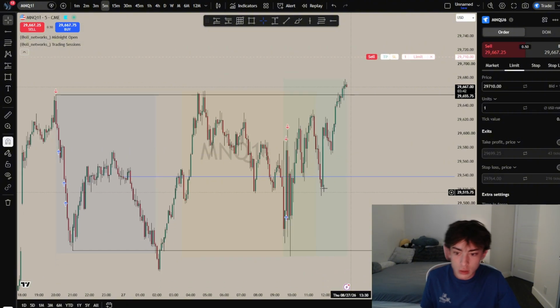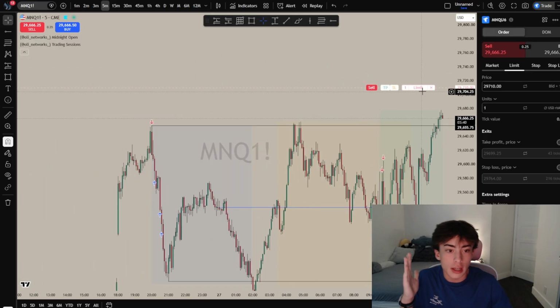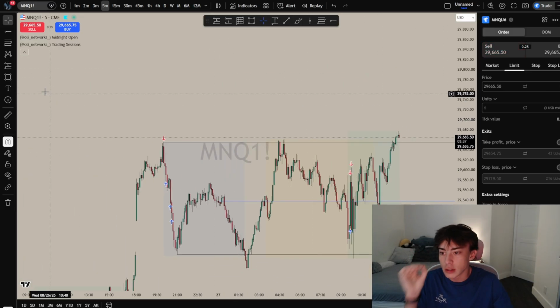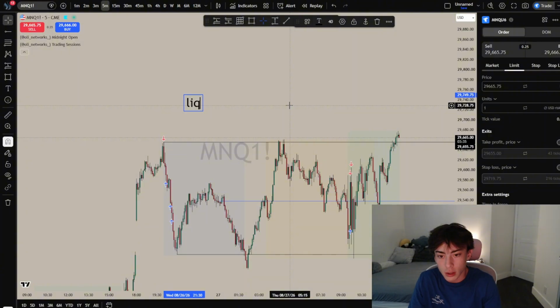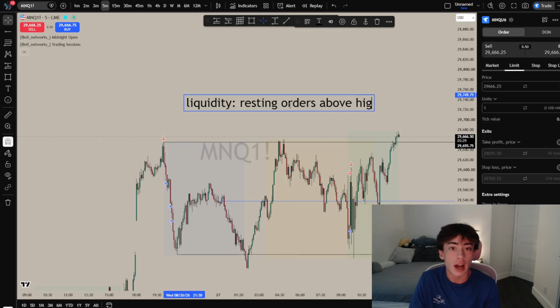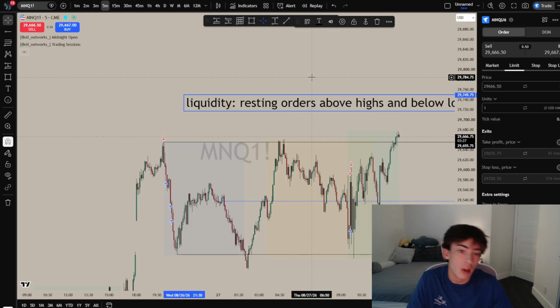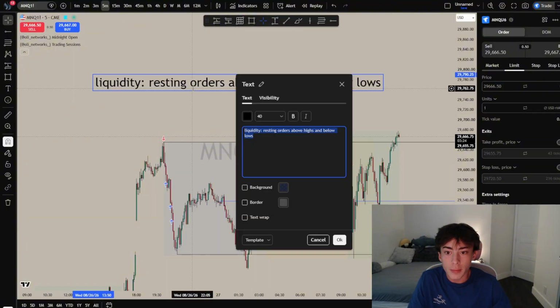Like I said, liquidity is what drives the markets in whatever direction it does go. So first of all, what even is liquidity? Let's define it. Liquidity is resting orders above highs and below lows. What kind of orders are we talking about?